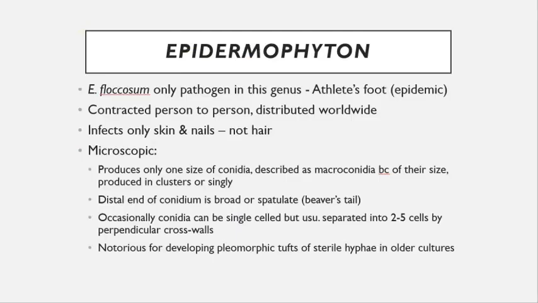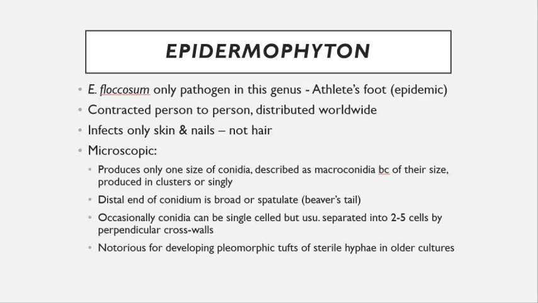E. floccosum is the only pathogen in this genus, and it causes athlete's foot. It's contracted from person to person and is distributed worldwide. It affects the skin and the nails, but not the hair. On microscopic exam, it produces only one size of conidia, described as macroconidia because of the size, and it's produced in clusters or singly.